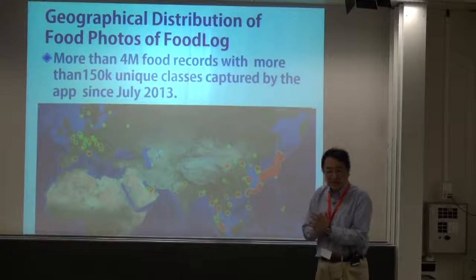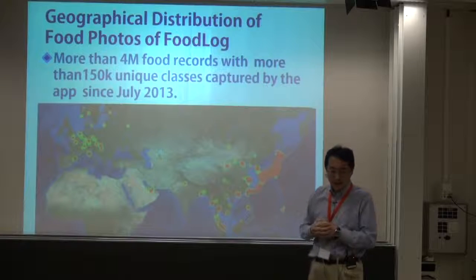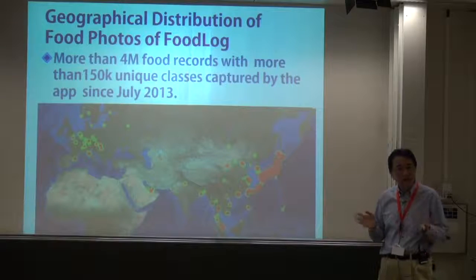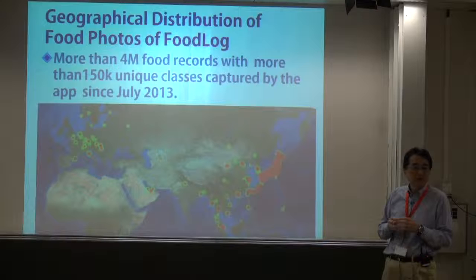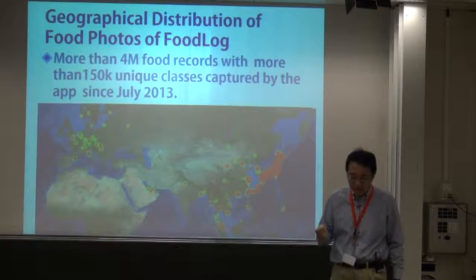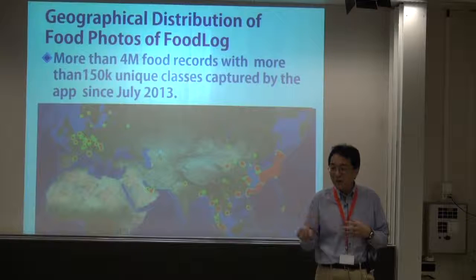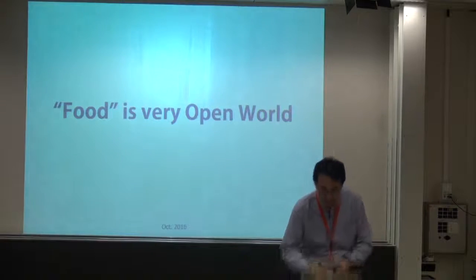Then let's go to the observation. By this 3-year operation, we have collected more than 4 million food records, which contain, amazingly, 150,000 unique food names. That's because we allow users to create food names by free text input. Then they produce lots of names, and I will talk about it later.